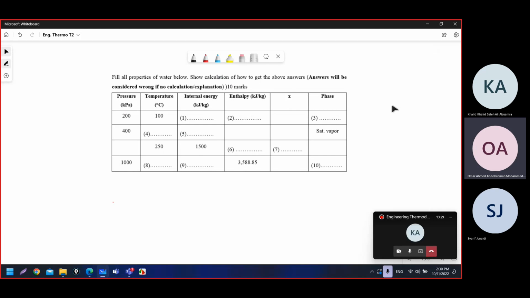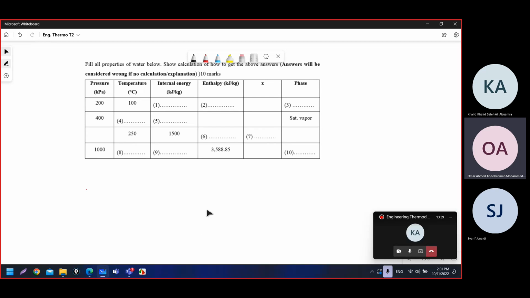Okay, first let's solve your quiz question about pure substances. Then we can have more questions about the closed system chapter. In the first row, we have the pressure and temperature, so we can use table A5 or table A4. You are free to use any one of them. I will use table A5, the pressure table.